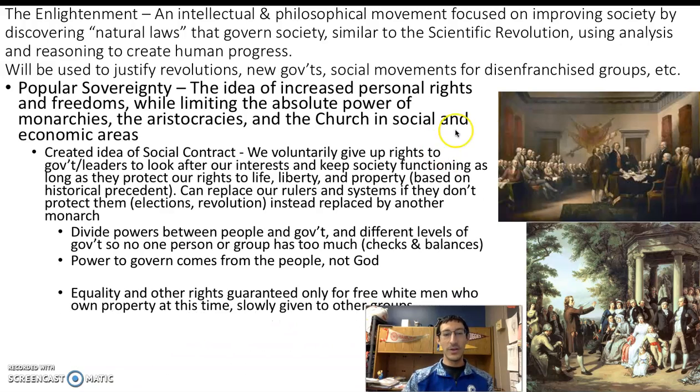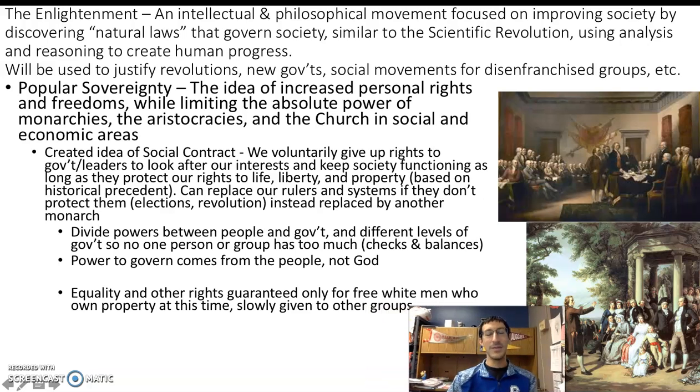So equality and other rights are only guaranteed for free white men at this time, and we slowly see that changing throughout the periods. Typically, it's white men who own property, instead of just the aristocracy, the noble classes, and the elite. It was given to people who own property, who are literate, and then expanded to all men, and then eventually to other white men, and then expanding that more into other groups, including Africans, freed people, and women.